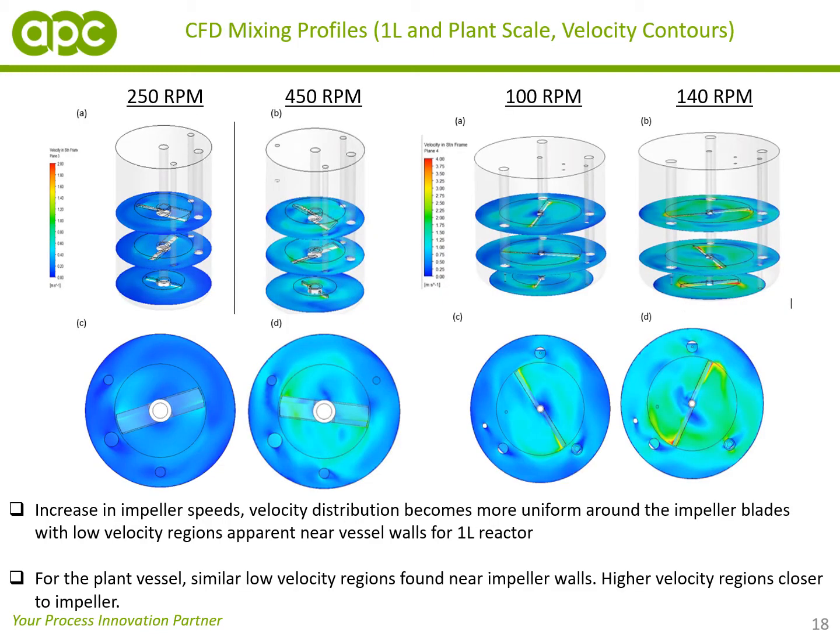So once we have the initial elements of CFD constructed, we can then start looking at some of the mixing profiles within CFD. What's shown here are the velocity contours for the 1 liter and the plant scale reactors at 2 different stir speeds. So 250 and 450 on the lab scale, and 100 and 140 on the plant scale. And what's immediately apparent is that with an increase in the stir speed, you see an increase in the velocity distribution close to the impeller, and that's the case for both scales.